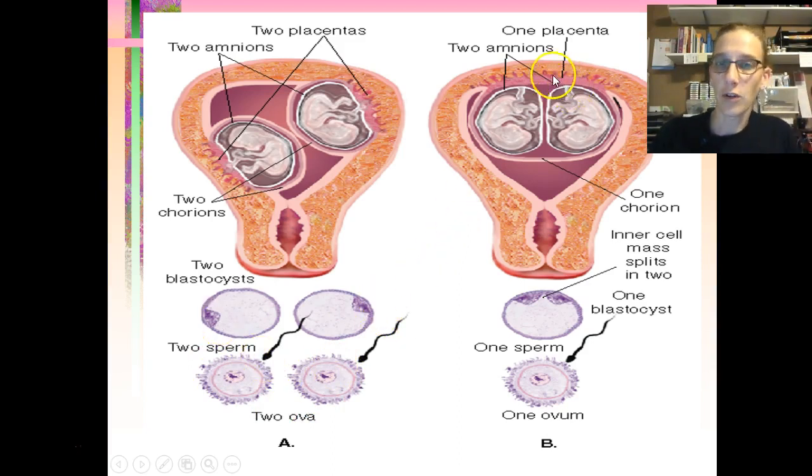Right over here you have your identical or monozygotic twins. You have 2 amnions, so 2 tiny sacs around them each, but 1 chorion, 1 placenta that they share. That comes from 1 ovum, 1 sperm, 1 blastocyst that divides. The inner cell mass splits at a specific time frame during gestation. Okay.